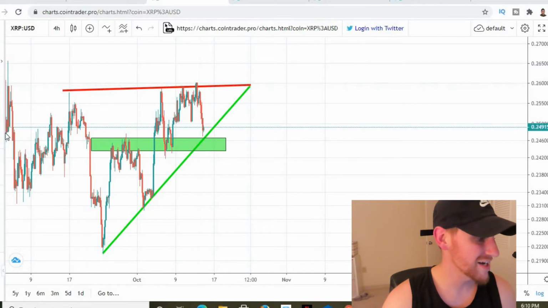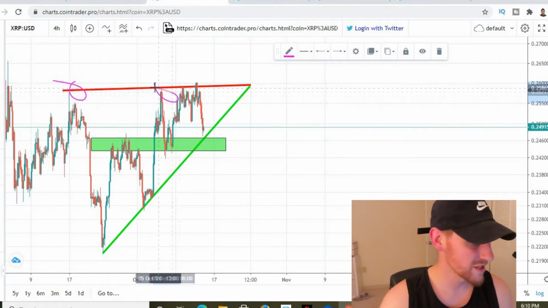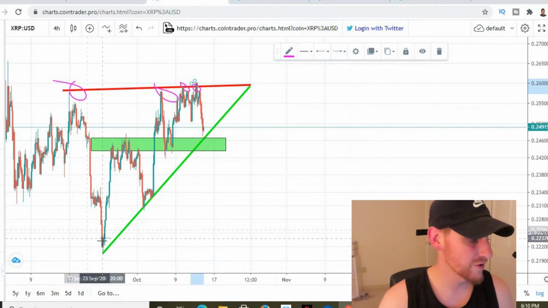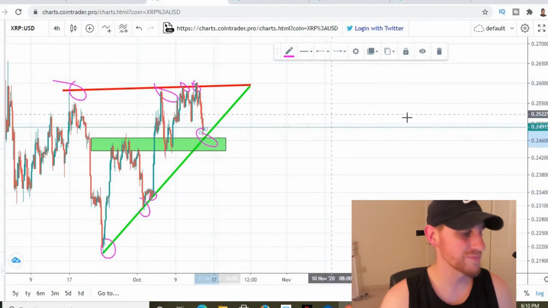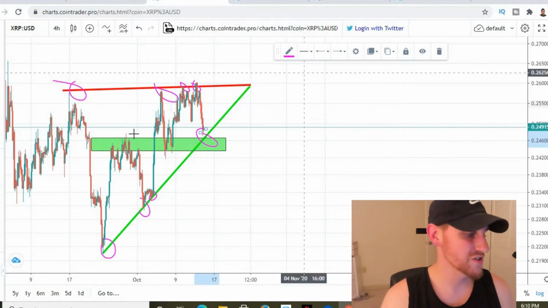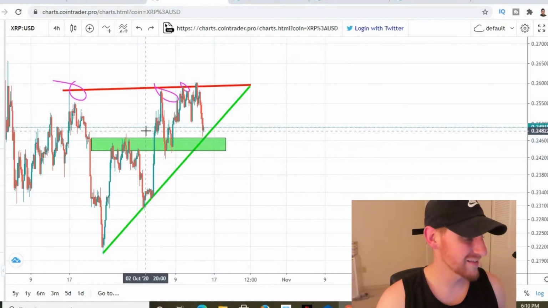Now, as you guys can see, we've gotten multiple touches on the top here, right? We got one touch here, one touch here, one touch here, and one touch here, for 4 touches on the top. We've also gotten 1 touch, 2 touches, 3 touches, and now we're getting a nice little bounce off of it again for the 4th time. So 4 touches on each side, which is absolutely huge, right?